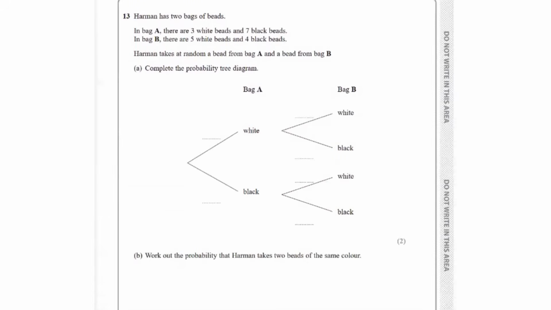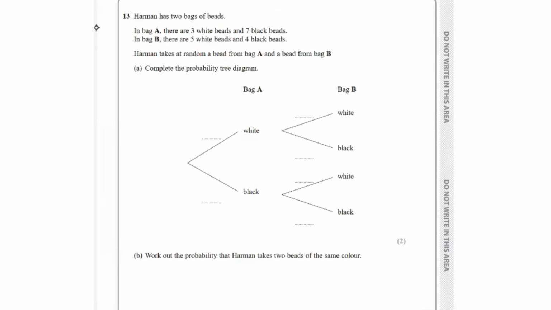Question 13 says, Aman has 2 bags of beads. In bag A, there are 3 white beads and 7 black beads. In bag B, there are 5 white beads and 4 black beads. He takes out a random bead from bag A and bag B. Complete the probability tree diagram.